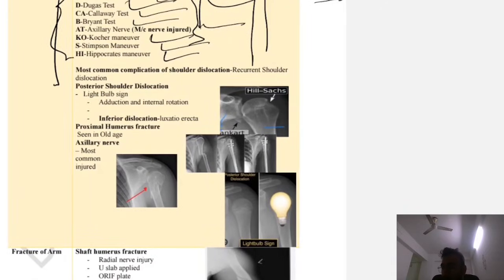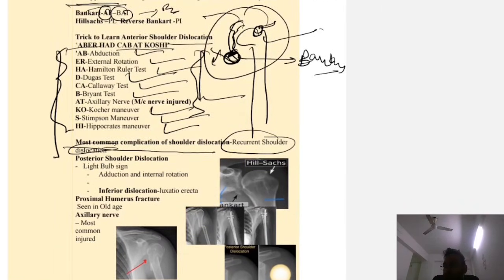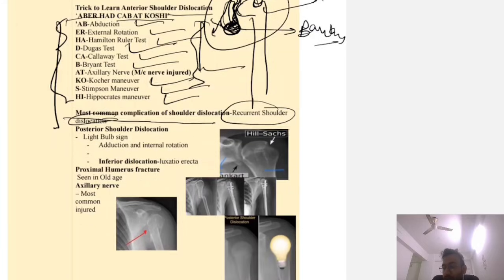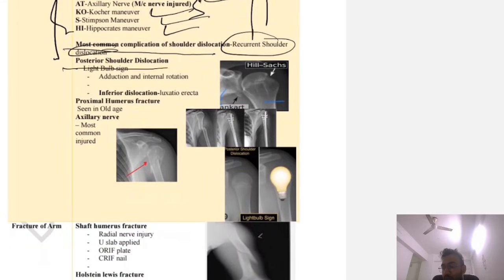Okay. Now we have already explained why recurrent shoulder dislocation is the most common complication of shoulder dislocation. Why? Because once the shoulder is dislocated, it will tear the labrum. If it tears the labrum, it is likely to get dislocated again. Okay. Now the posterior shoulder dislocation. So you can see this is posterior shoulder dislocation. You will find the light bulb sign. Okay. Inferior shoulder dislocation is luxatio erecta.